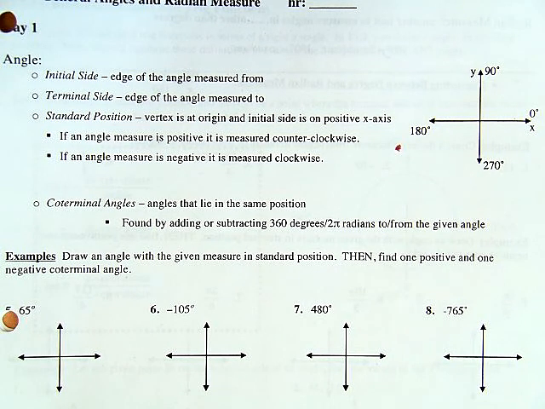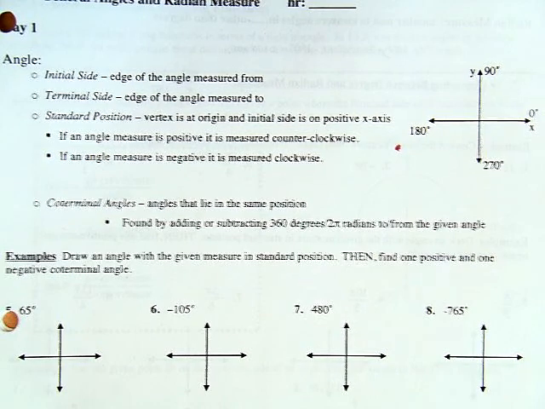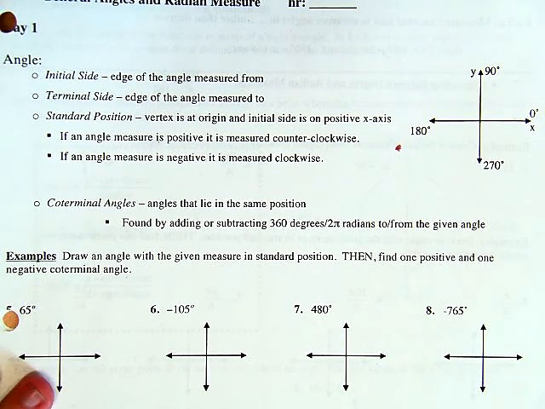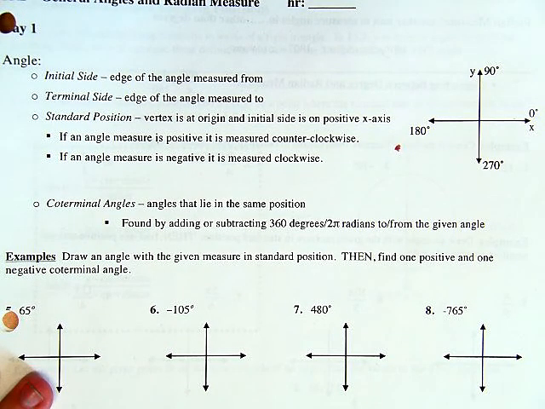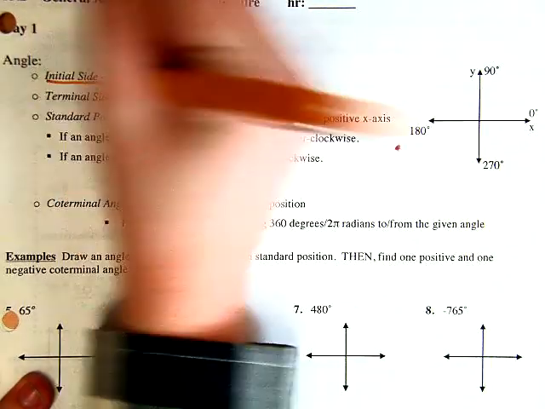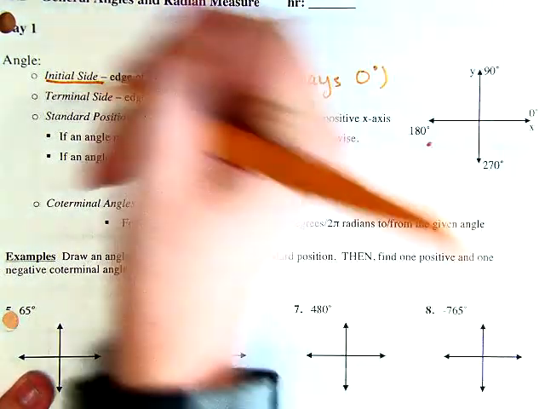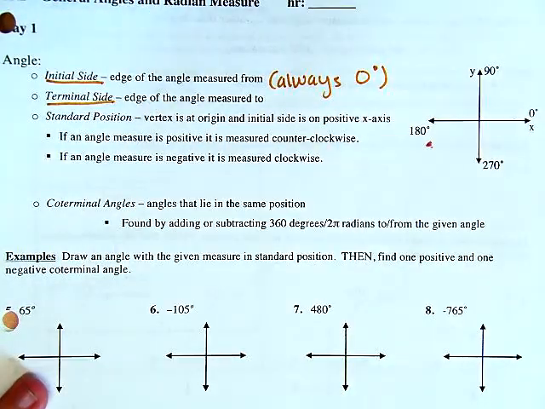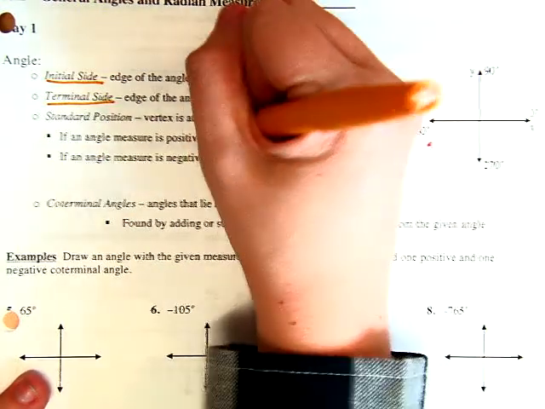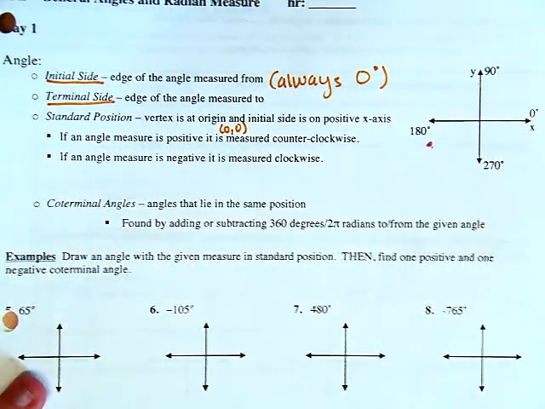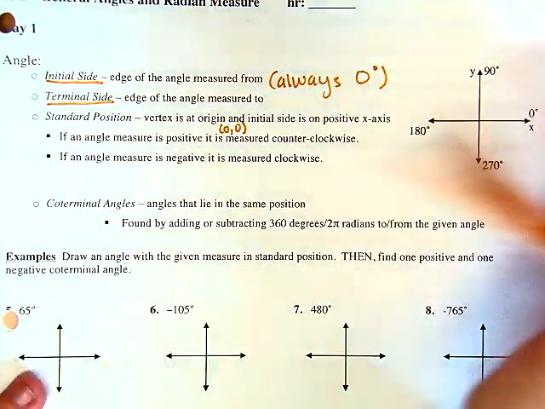Okay, we're on 13.2. So some vocab for you. Initial side is always the edge of the angle measured from 0. Measure the angle, so it's always 0 degrees. Terminal side is where it's ending. So where it's starting to where it's ending. Standard position is always where the vertex is at the origin, at 0, 0. It's where the initial side is on the positive x-axis.